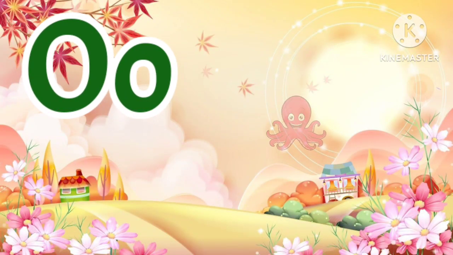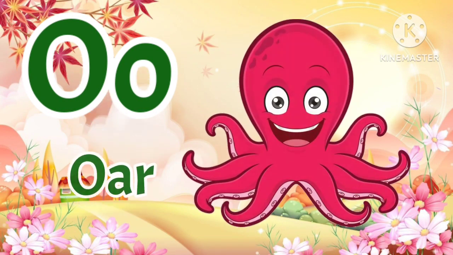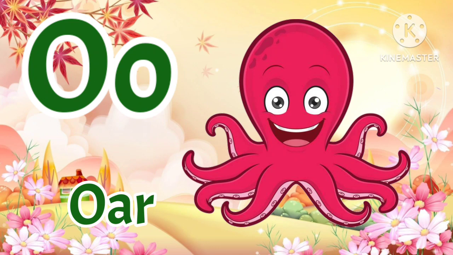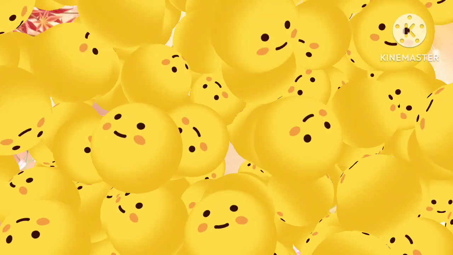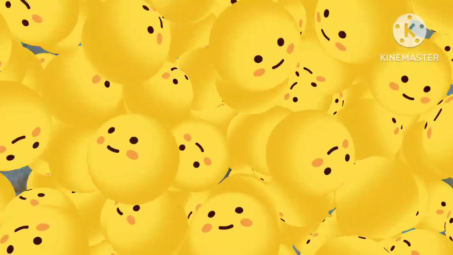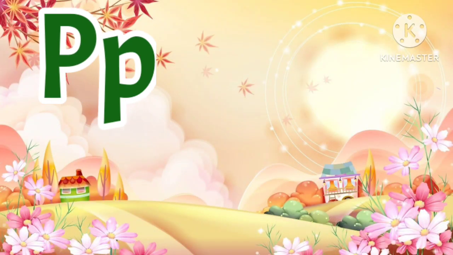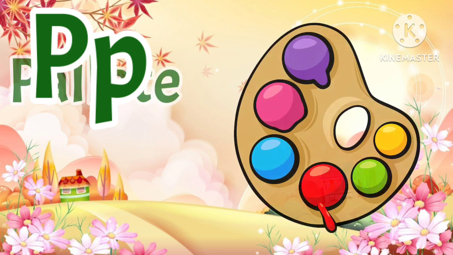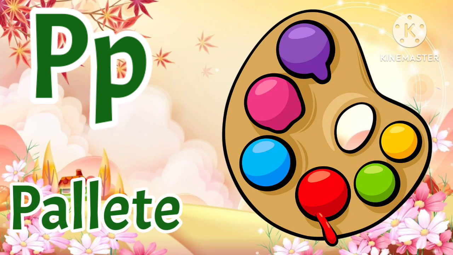O. O is for octopus. P. P is for palette.